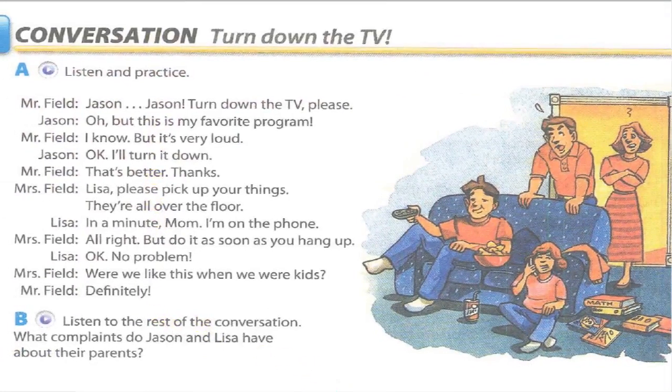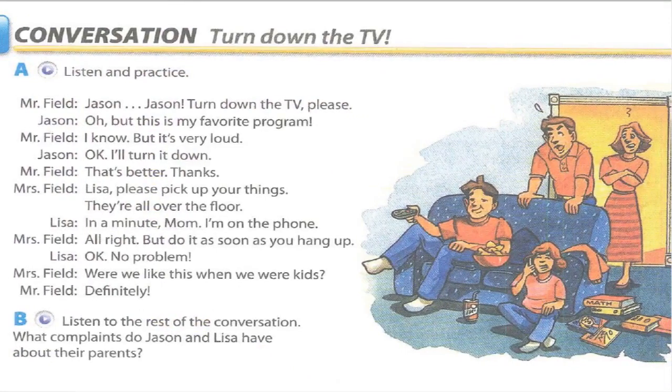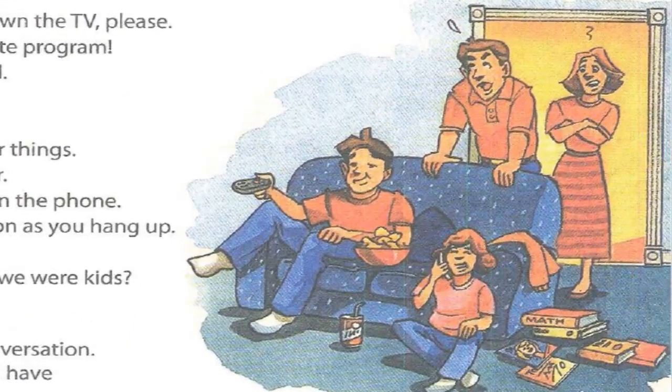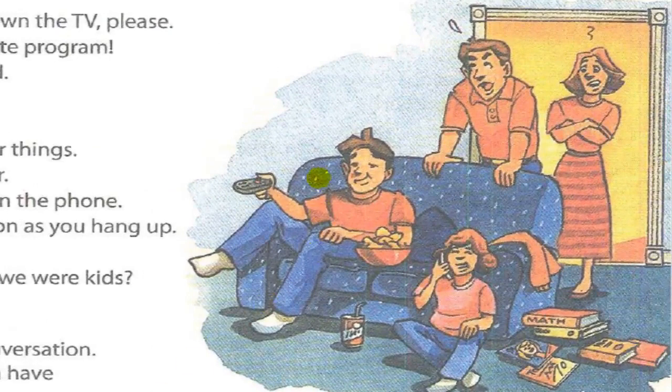Exercise number 2. Look at the picture. What do you see? A boy, a girl. The boy is watching television. He has a remote control and he's eating chips. He's eating snacks. He has, of course, soda, Pepsi, Cola, 7-Up. The girl is talking to her friends. She's talking on the phone.